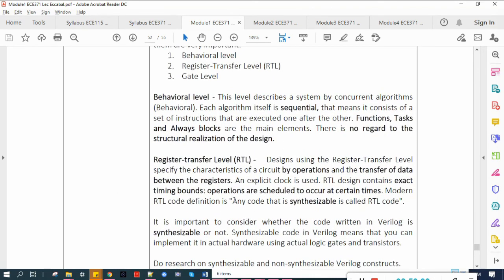Anyway, the definition of RTL code now is any code that is synthesizable. As long as it is synthesizable, we will define later what this term means when we say the code is synthesizable.